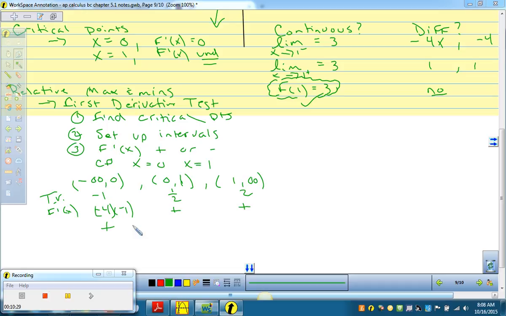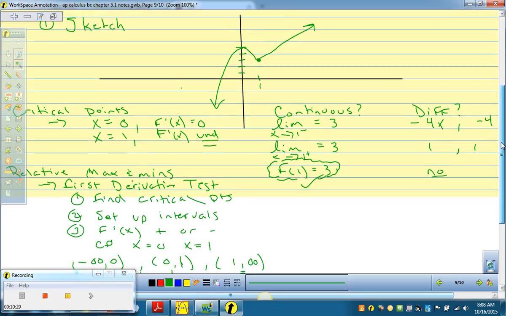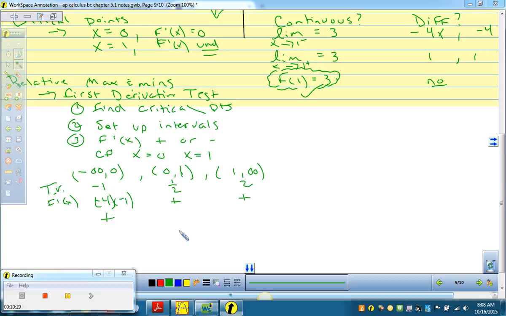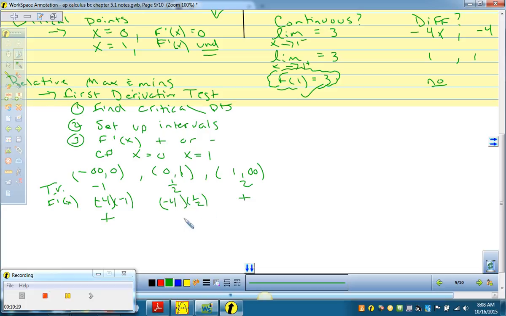Where are we going wrong? We should be decreasing on our interval negative infinity to 0, 0 to 1. Oh, thank you. We plugged into the original. We need to plug into the derivative on this one, like we did the other. And the derivative is negative 4 times 1/2. Thank you. And we get a negative, thank goodness.